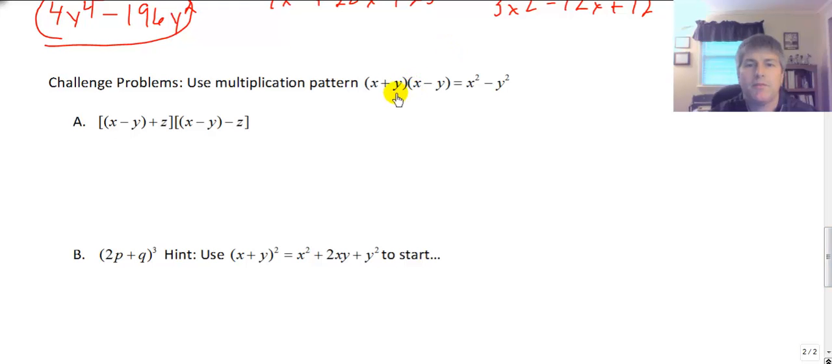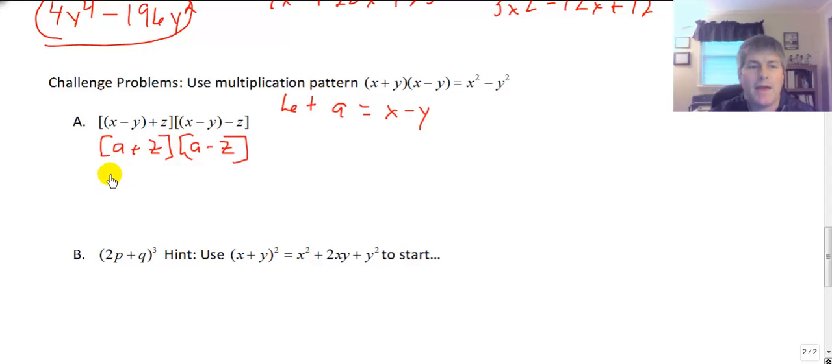A couple of challenge problems. Remember that x plus y times x minus y is x squared minus y squared. And we have x minus y plus z times x minus y minus z. Well, let me show you a quick hint on this. Let a equal x minus y. So this really is a plus z times a minus z, which we remember our pattern, that's just a squared minus z squared.